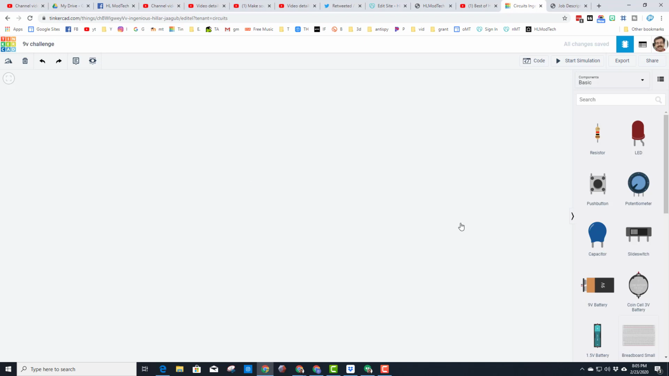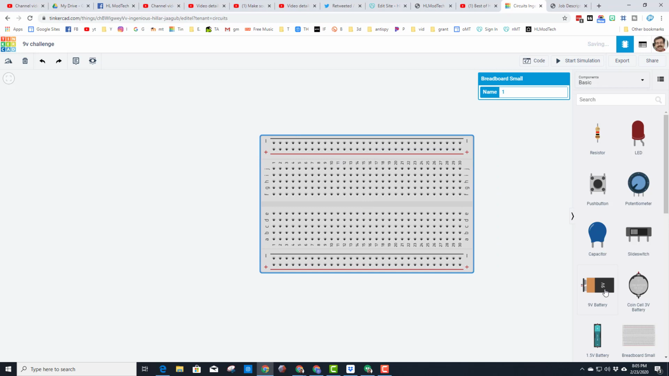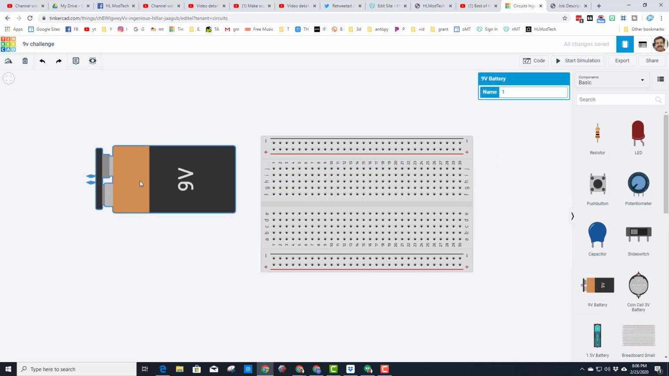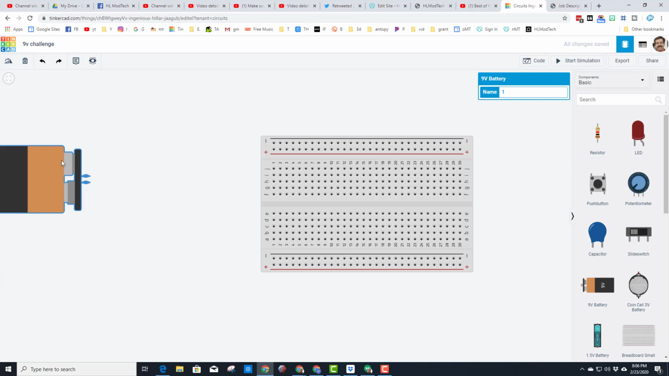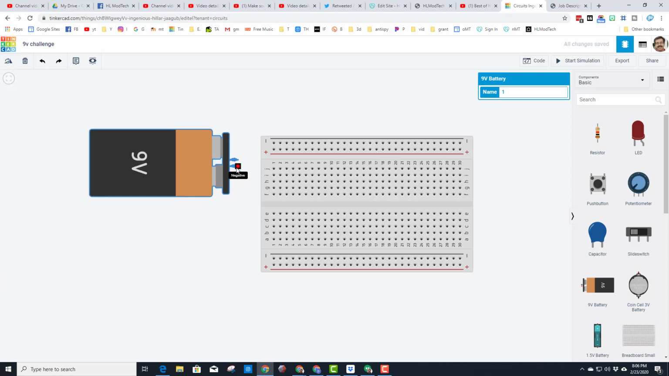Once you've got that done, bring out a breadboard, and since it's a 9-volt challenge, let's bring out the 9-volt battery and rotate it around as well. I kind of like it when it's aimed like this, so I can connect that positive to the positive. I'm going to change that to a red wire so that it makes sense to me, and then I'm also going to do the negative to the negative and make it a black wire just so it's visually pleasing.